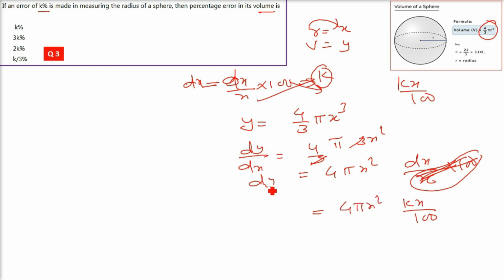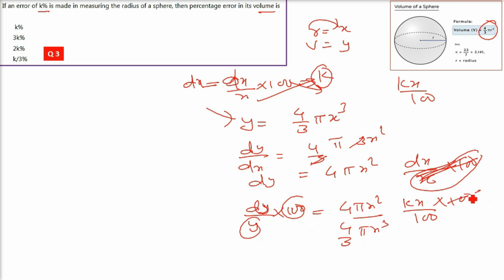Okay, now we have this dy or delta y. Now dy by y into 100 has to be computed. That is what we are interested in. So you have to have 100 on the right hand side multiplied and y being divided on the right hand side. So just divide it by y and multiply it by 100. As I told you, y is already 4 by 3 pi x cube. You can place it right now. Okay, cancel 100, cancel x cube from here.